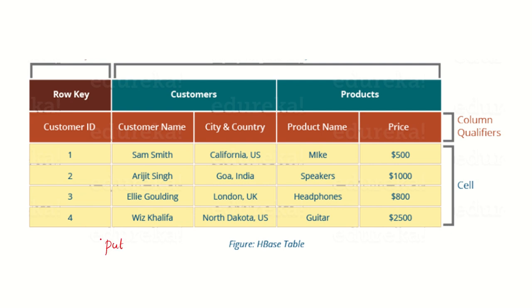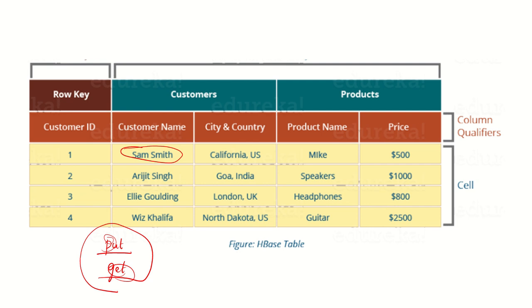Put is used to put the value in the specified cell. So if you want to store Sam Smith here, then you have to use the put command. You have to give the key and then the value. And to retrieve the value, you will use the get command. So there are only two commands in HBase: get and put. Get is to read the value, put is to put the value inside the table.